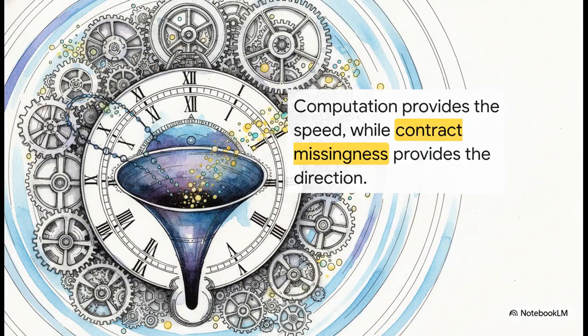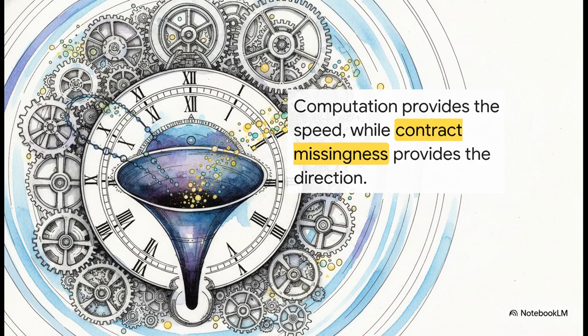So bringing this all together, we can finally understand the actual mechanics at play here. Computation is the clock cycle. The pull is the unsatisfied contract. The computational clock provides the speed of reality. It's the forward pass processing the logic blocks.